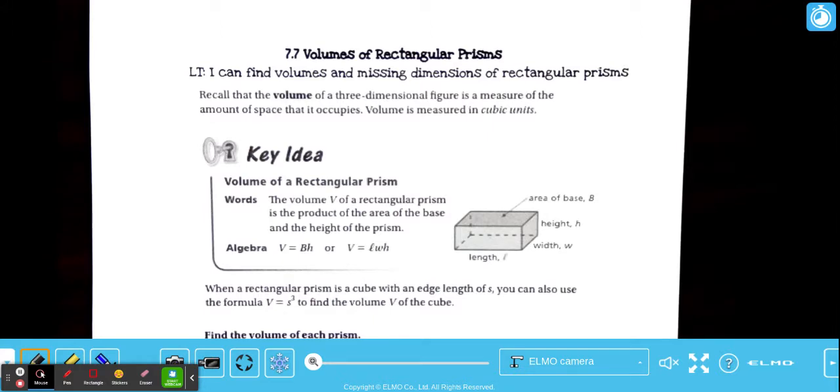Okay. So, volume is how much space something takes up in a 3D area.